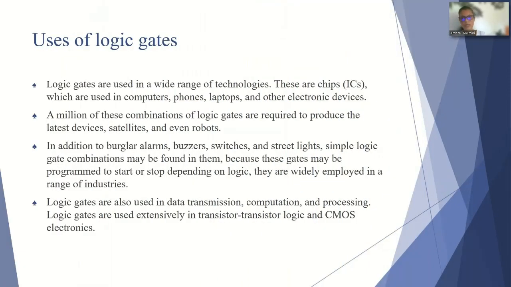Uses of logic gates. Logic gates are used in a wide range of technologies. These are chips, ICs, which are used in computers, phones, laptops, and other electronic devices. Millions of these combinations of logic gates are required to produce the latest devices, satellites, and even robots. In addition, in burglar alarms, buzzers, switches, and street lights, simple logic gate combinations may be found because these gates may be programmed to start or stop depending on logic.